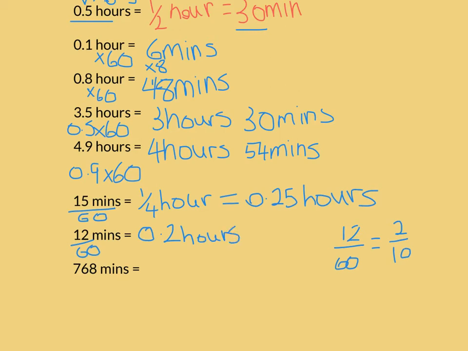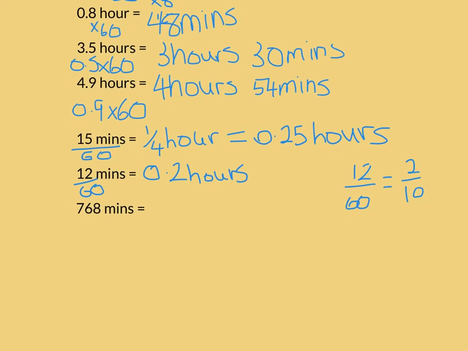The next one's a massive number, which I'm going to have to divide by 60. 768 divided by 60 is going to tell me in my calculator the exact number of hours and minutes. So 768 divided by 60 in my calculator gives me 12.8 hours as a decimal hour.